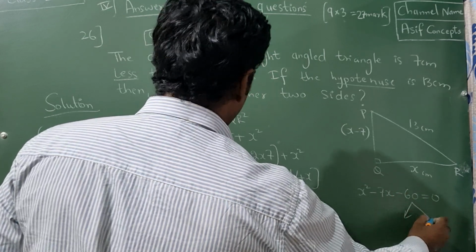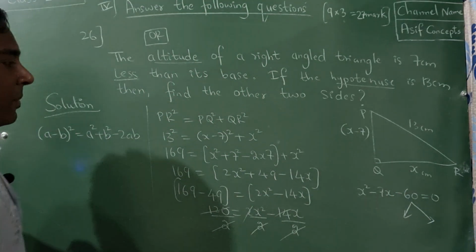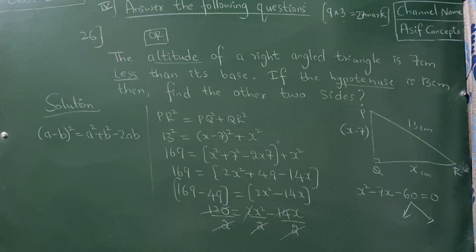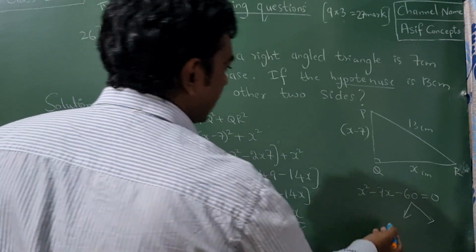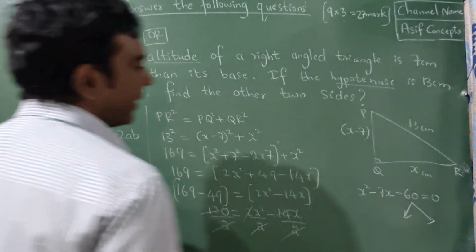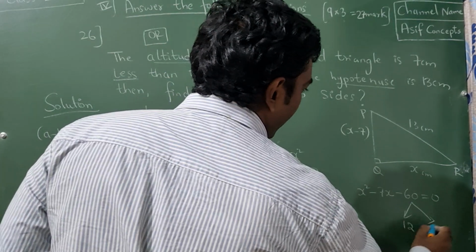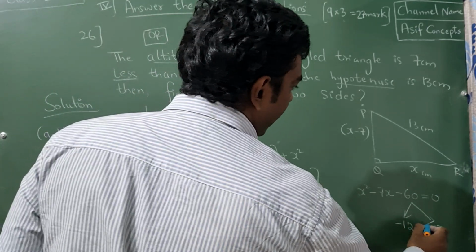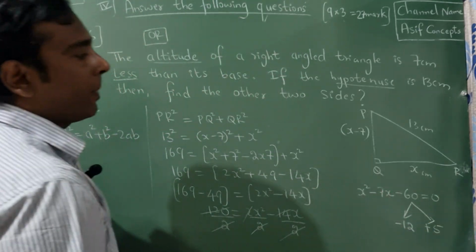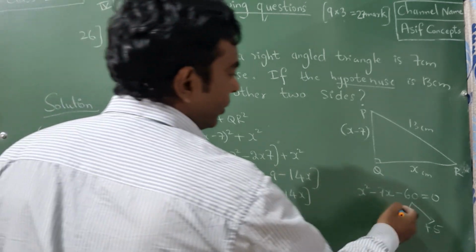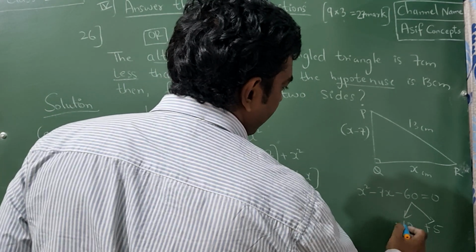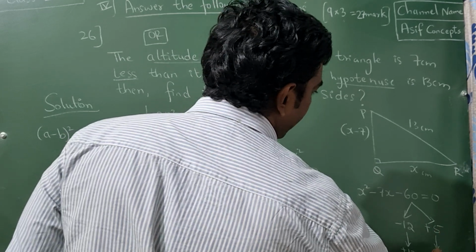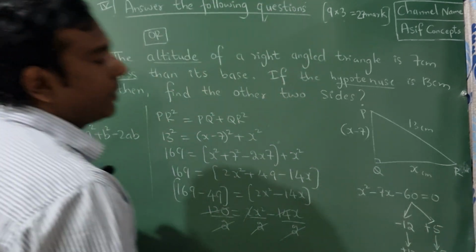Okay. Now tell me two numbers. If I multiply, I must get minus 60, and if I add, I must get minus 7. So the two numbers are 12 and 5, since 12 fives are 60, and if I write minus 12 plus 5, then it will be minus 7. So here directly I am going to write this. If it is minus 12, then it will be plus 12. If it is plus 5, then this will be minus 5. Negative values are not allowed.